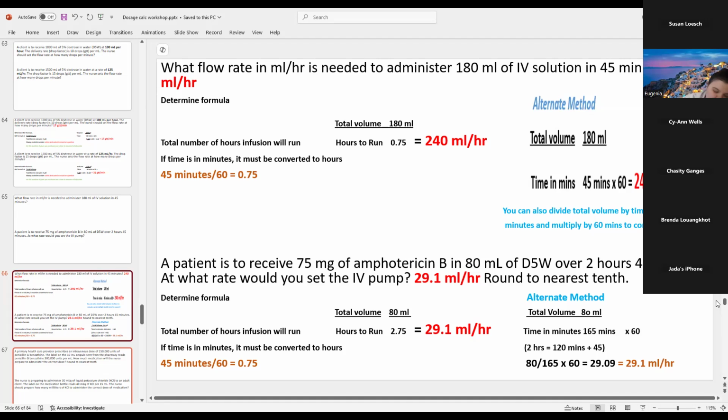So you either convert it first into a fraction of an hour, or you convert it afterwards. So if you look on the right at the alternative method, okay, I had 180 mLs. I divided it by my 45 minutes. Then I multiplied the whole thing by 60 to convert it to an hourly rate.